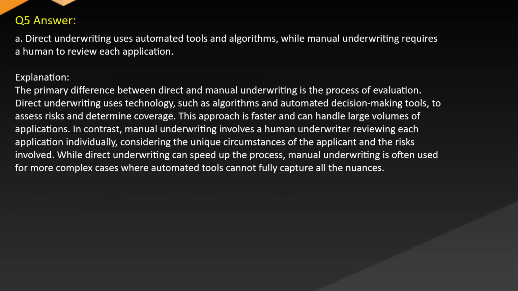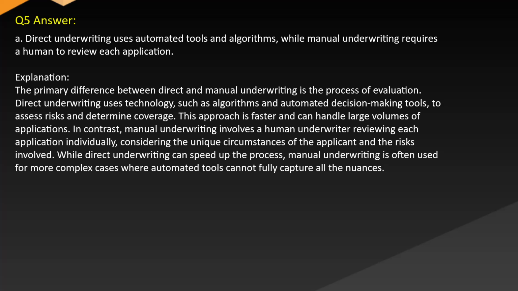Answer A. Direct underwriting uses automated tools and algorithms, while manual underwriting requires a human to review each application. Explanation. The primary difference between direct and manual underwriting is the process of evaluation. Direct underwriting uses technology, such as algorithms and automated decision-making tools, to assess risks and determine coverage. This approach is faster and can handle large volumes of applications.